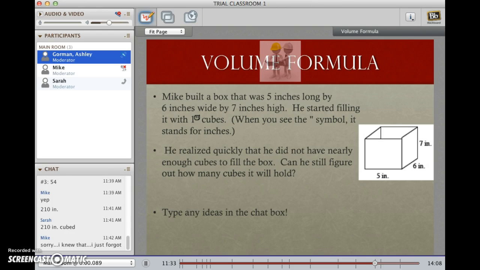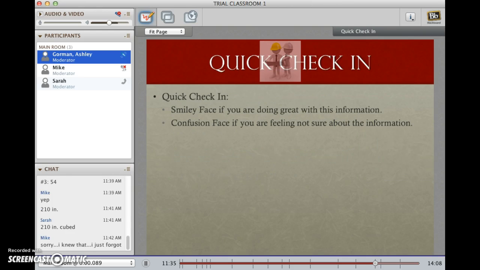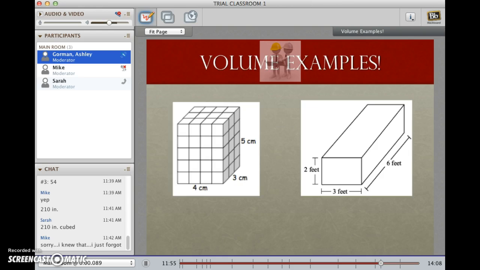All right, so here we go. We're almost through here. Just real quick, though, let's do a quick check-in. Smiley face if you're doing great with this information. Confusion face if you're feeling not too sure. Oh, Mike has a smiley face. Oh, and he's laughing out loud. Beautiful. Sarah has a smiley face. Okay, here we go. We've got 2 more slides to do, and then it'll be time to head to lunch.